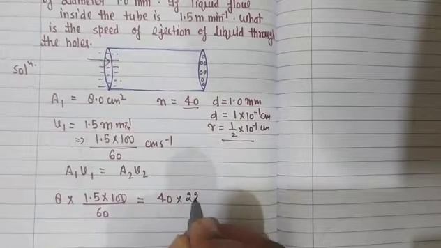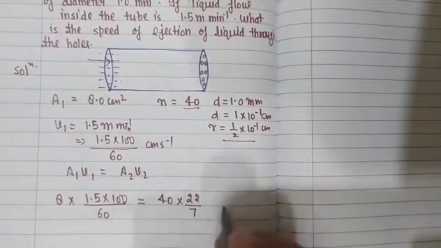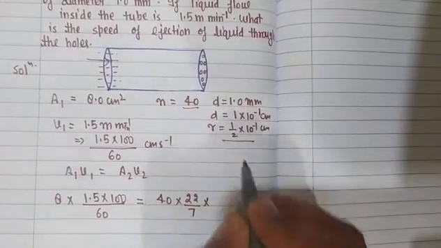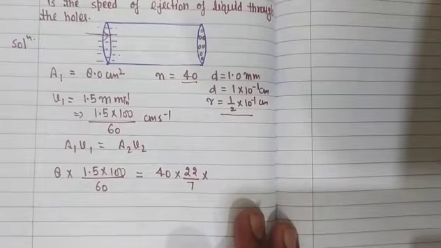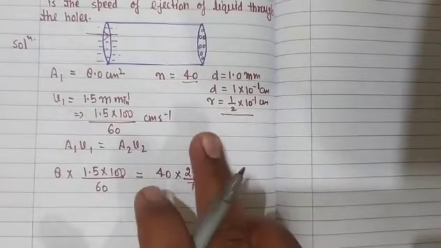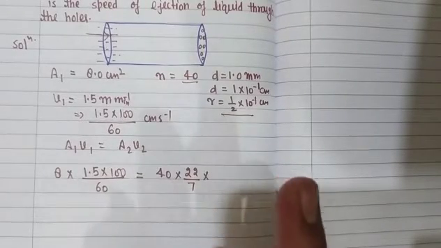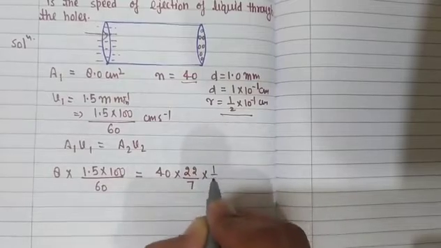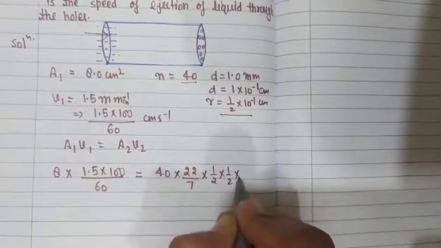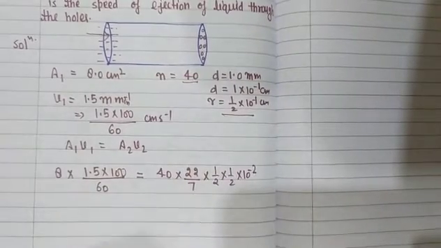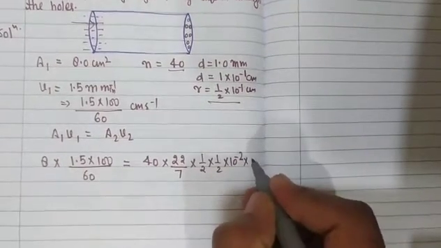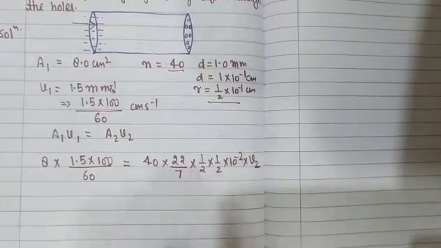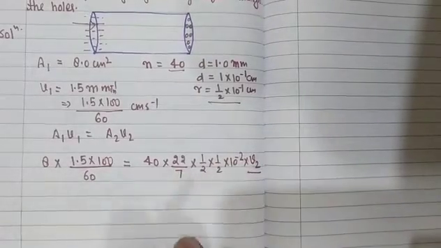So we will take it as 22 over 7 multiplied by r is 1 by 2 multiplied by 10 raised to the power minus 1 centimeter. So it will be r square, 1 by 2 multiplied by 1 by 2 multiplied by 10 raised to the power minus 2, multiplied by the velocity of ejection. So it is V2. We have to calculate V2.